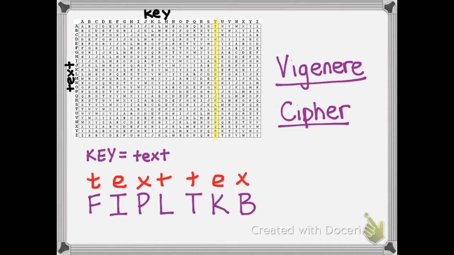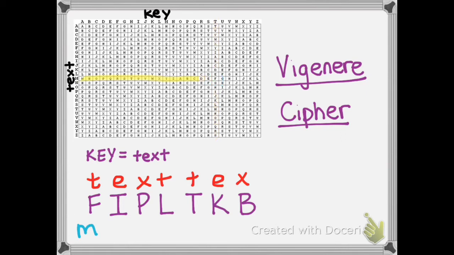Now in this column, I need to look for the letter F. And I can see it is right over there. So now I'm going to take my highlighter and bring it horizontally over to the side of the key where it says text. And you can see right over there it lines up with the letter M. Therefore, the first letter of our message is the letter M.